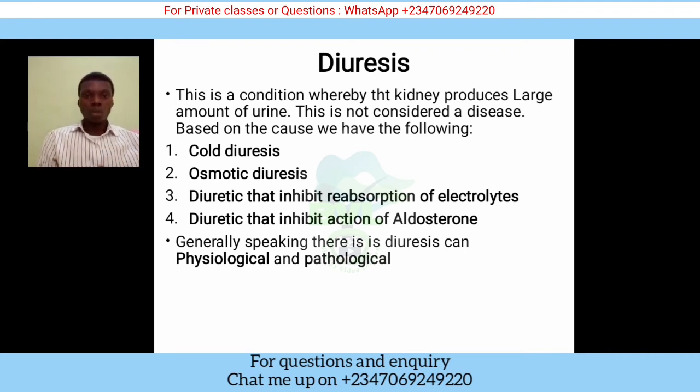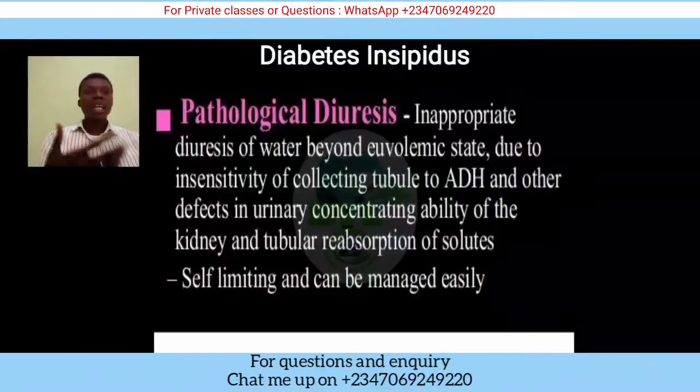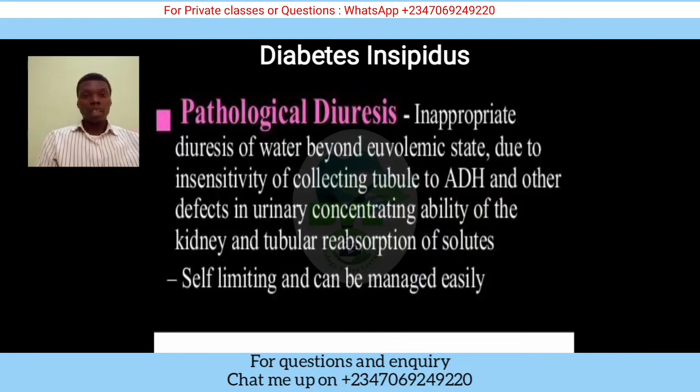Now, generally speaking, diuresis can be physiological or pathological. The one I mentioned is physiological. Other ones can be pathological, such as diabetes insipidus. Diabetes insipidus is inappropriate diuresis of water beyond the normal volemic state, due to insensitivity of the collecting duct to ADH.